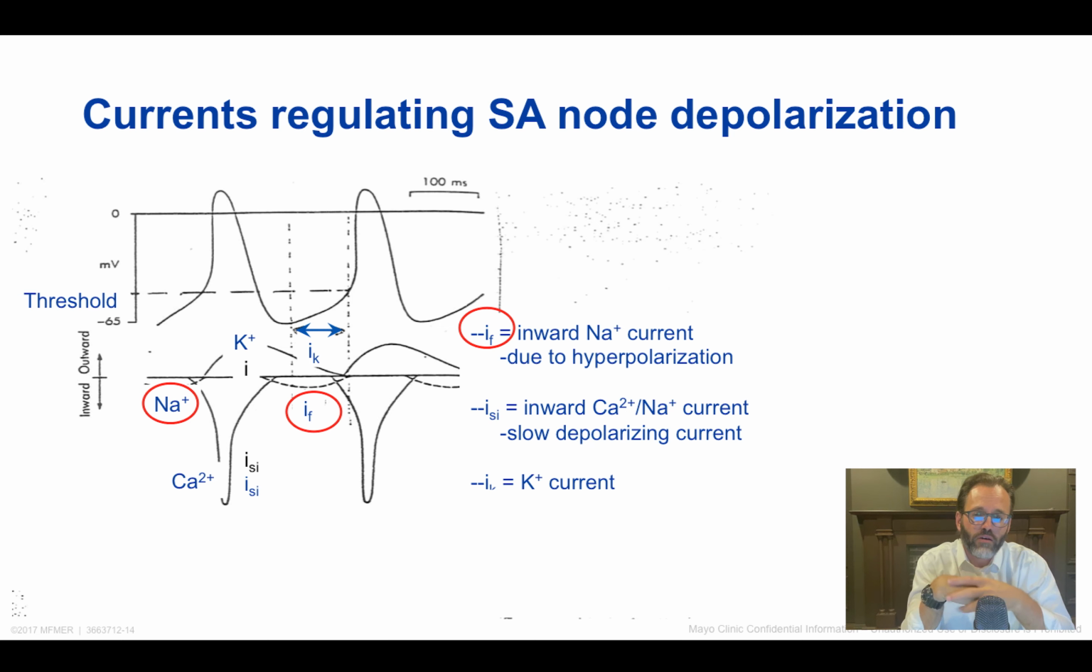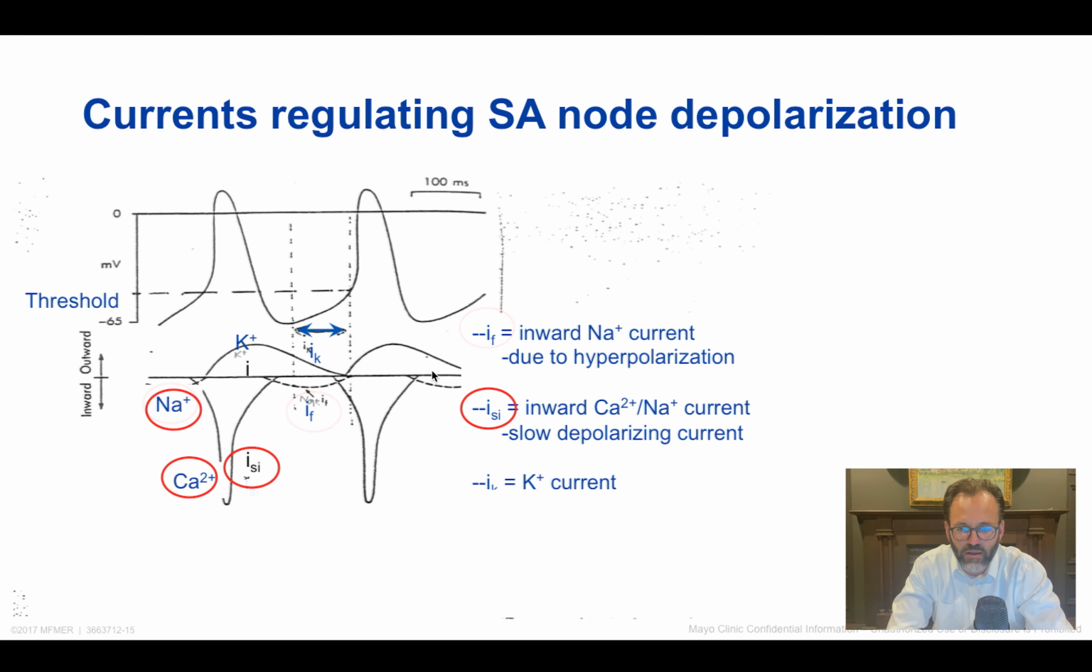Now, when we take a look at some of the currents regulating sinoatrial node depolarization in particular, with more detail, you can see the membrane potential on the top and the fluxes of the various ions on the bottom. Initially, during the diastolic phase of the cardiac cycle, there is an inward sodium current, which is a depolarizing current, resulting in the influx of sodium into the cell and progressive depolarization of the cell until it hits the threshold for firing and initiates an action potential. Once that point is hit, you have an inward calcium and sodium current, a more rapid but still somewhat slow depolarizing current.